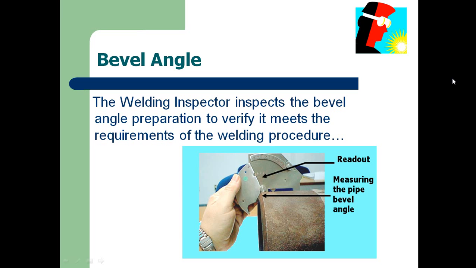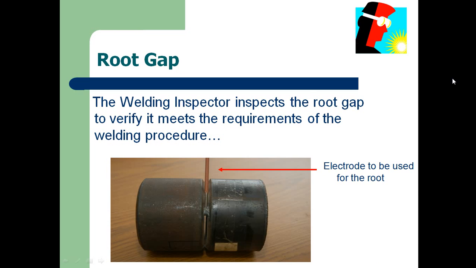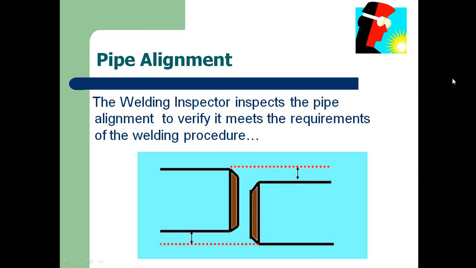The bevel: here the inspector checks the bevel angle for the weld. Also, the inspector shall check the root gap to ensure there is a proper gap between the welds, and the alignment. The inspector checks the alignment to ensure that there is no high-low and the two pieces of pipe are aligned together.